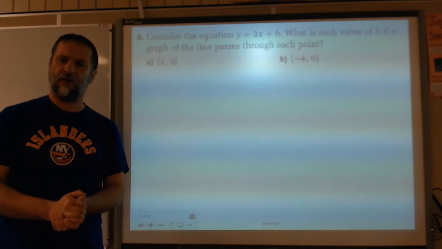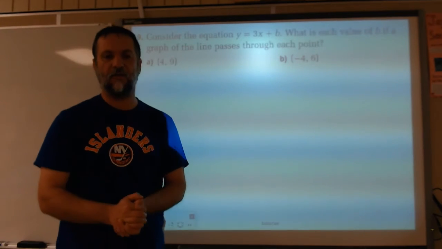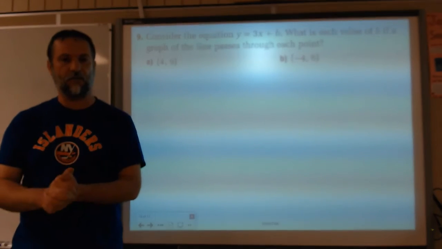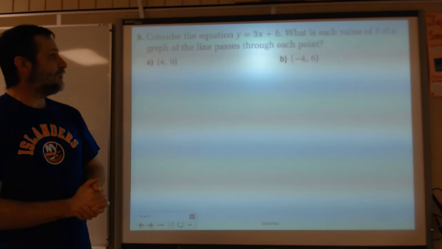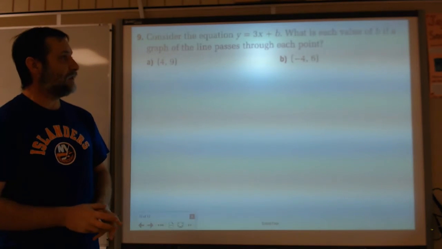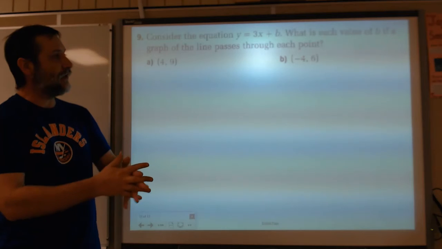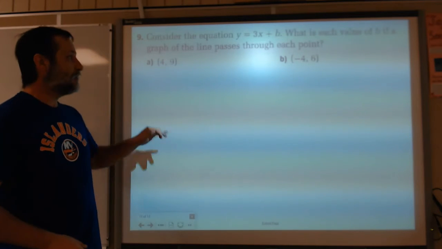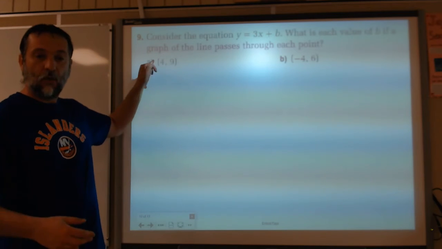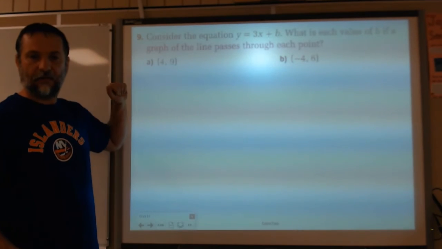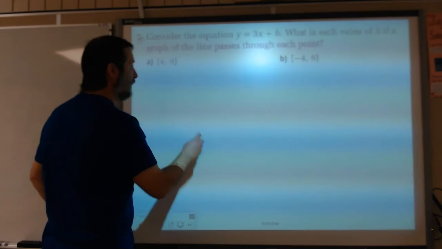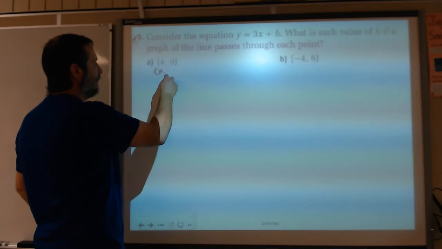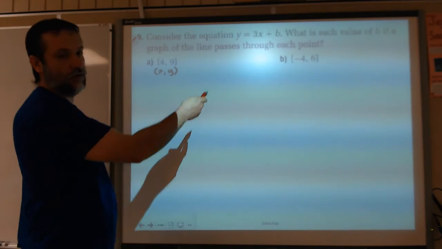Questions 9 and 10, very, very similar questions, just a little bit of algebra we need to do, and it's just basic algebra. So consider the equation y equals 3x plus b. What is each value of b if a graph of the line passes through each point? So they're saying here's a point 4, 9, which is on that line, right? And this is in reference to an x and a y location that occurs on that line.